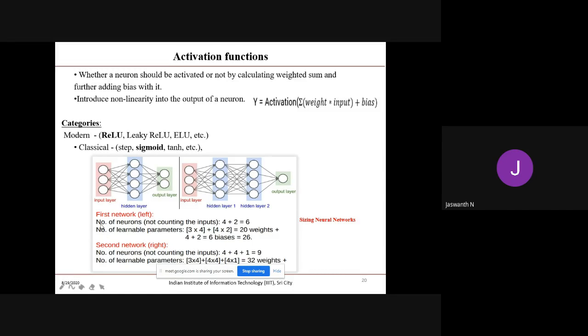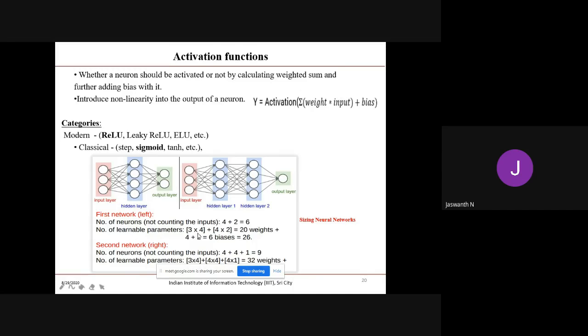And this diagram shows the sizing of neural networks. You can see on the left hand side diagram, initially you have three neurons in the input layer, then four neurons in hidden layer one, and two neurons in the output layer. Now the number of neurons, excluding the inputs, is four in hidden layer one and two in the output layer, which is six.